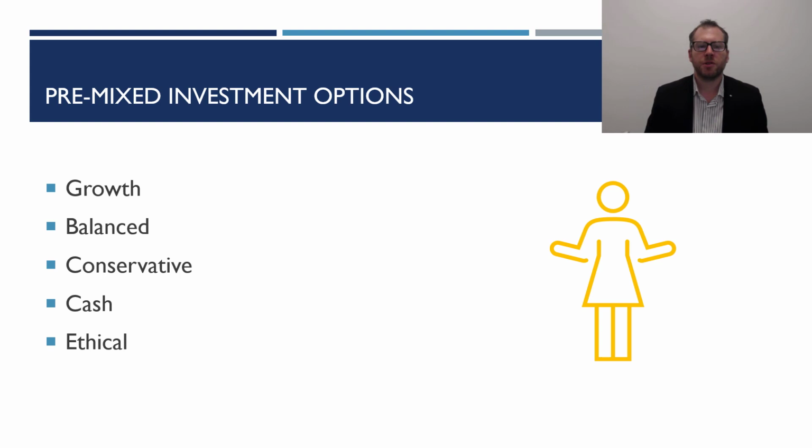Now, under pre-mixed options, this is where the managed funds that may be available to investors include a growth style fund, a balanced fund, conservative, through to cash and ethical investment options. Now, a growth style fund, obviously we're looking at growth assets, so that's Australian and international shares and property. And in reverse, if we're looking at cash managed funds, this is essentially cash accounts and fixed interest products. If you don't make a nomination within your fund, you're most likely being placed into a balanced option.